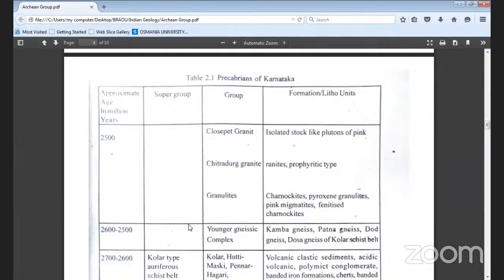Precambrians of Karnataka. Here, explaining the approximate age in million years, supergroup, group, and formation or litho units.